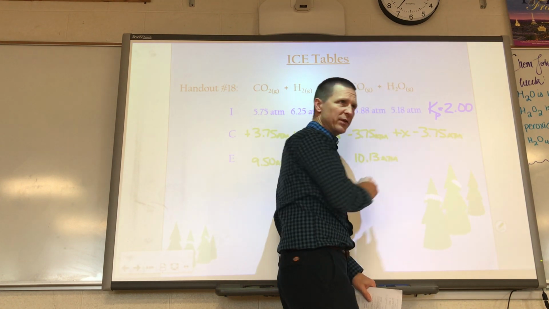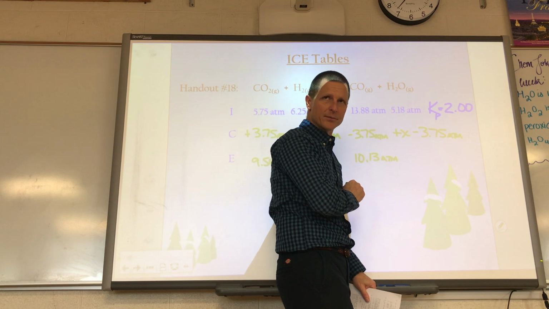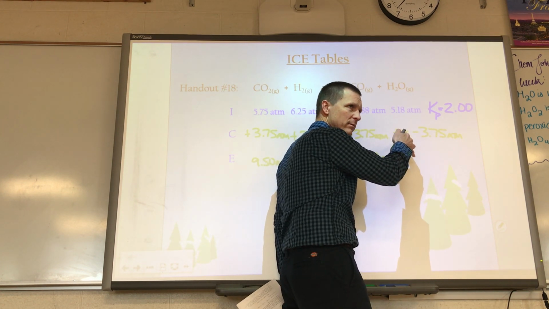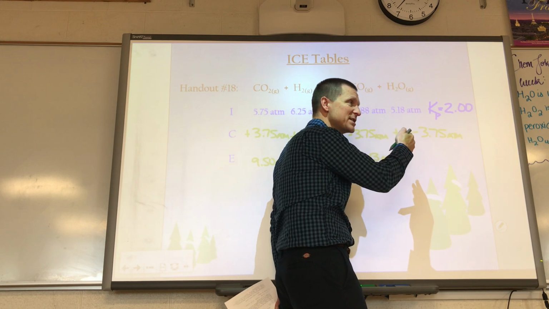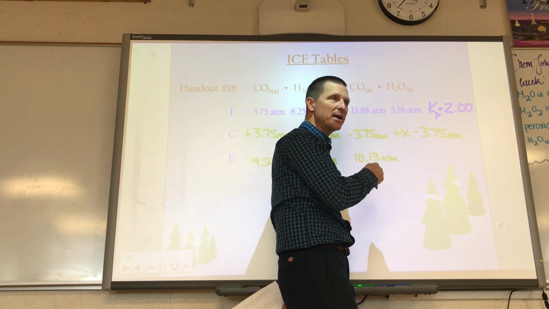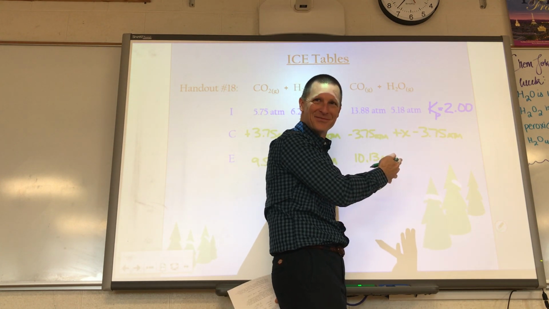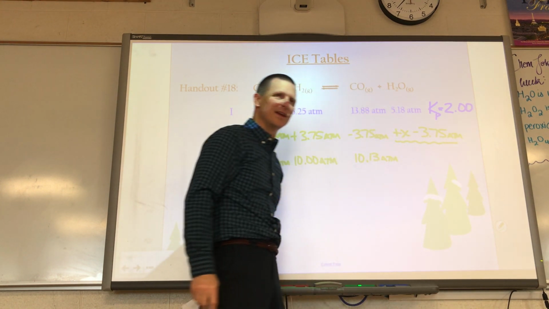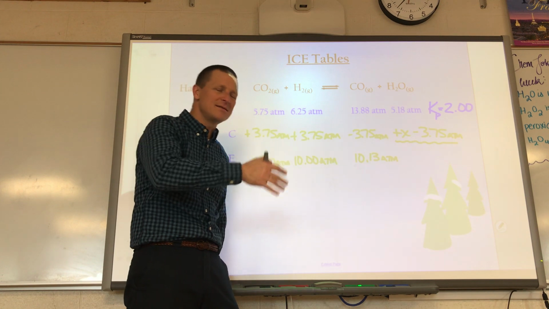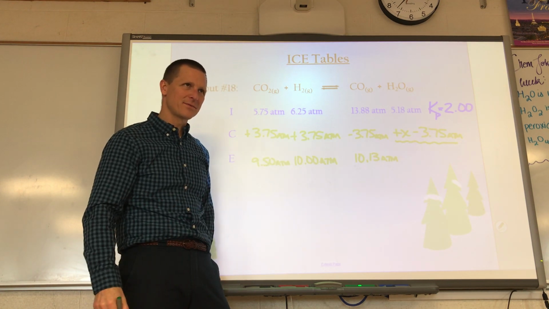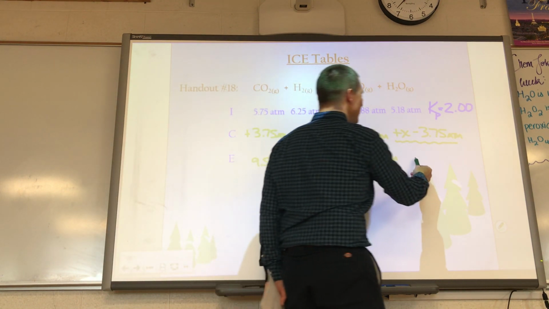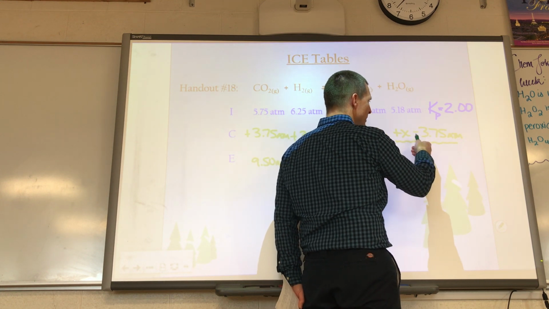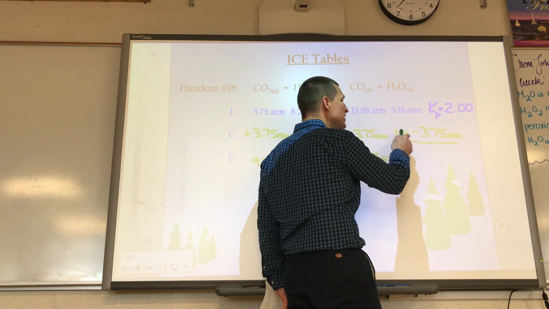Two changes happened to the water in this problem. One change was that more water was added. The second change is the reaction shifted and went that way, so some of the water got used up. So I've got both of those changes right there. Some was added, some got used up. So we can actually write down here what the equilibrium pressure of water is in terms of X.